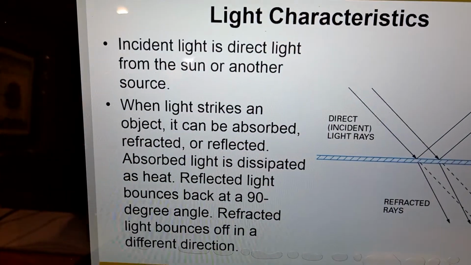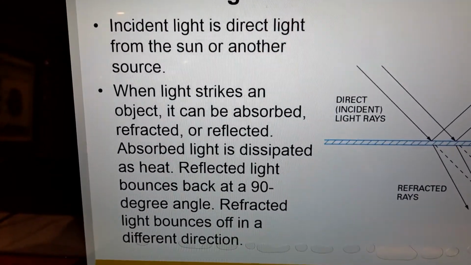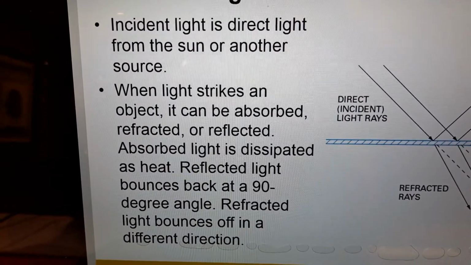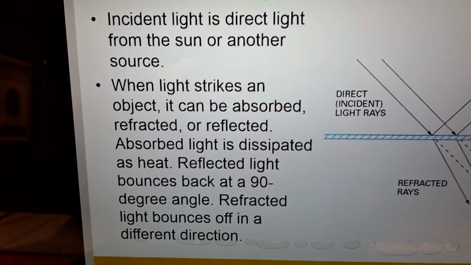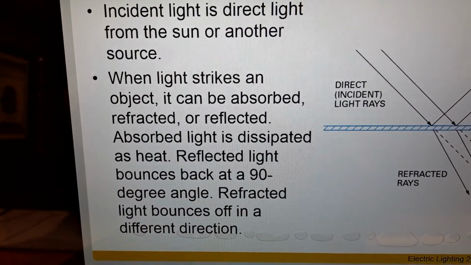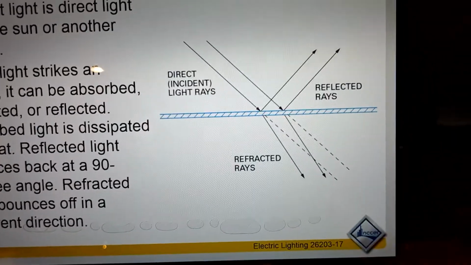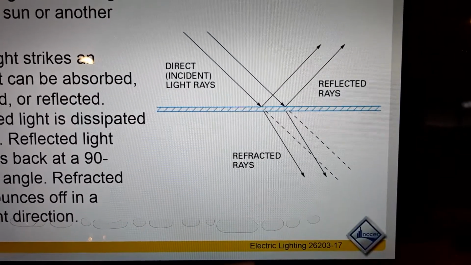Indirect light is light that is not direct light from the sun or another source. When light strikes an object, it can be absorbed, refracted, or reflected. Absorbed light is dissipated as heat. Reflected light bounces back at a 90-degree angle. Refracted light bounces off in a different direction. So, reflected rays, refracted rays, direct, indirect rays.